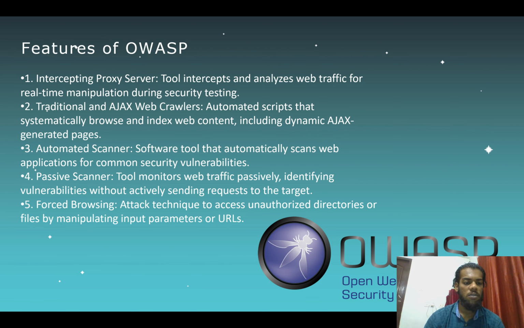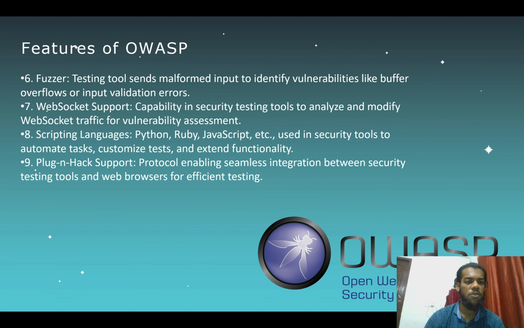Next one is forced browsing. It is an attack technique to access unauthorized directories or files by manipulating input parameters or URLs. That is forced browsing. Next one is a fuzzer. A fuzzer is a testing tool that sends malformed input to identify vulnerabilities like buffer overflows or input validation errors.